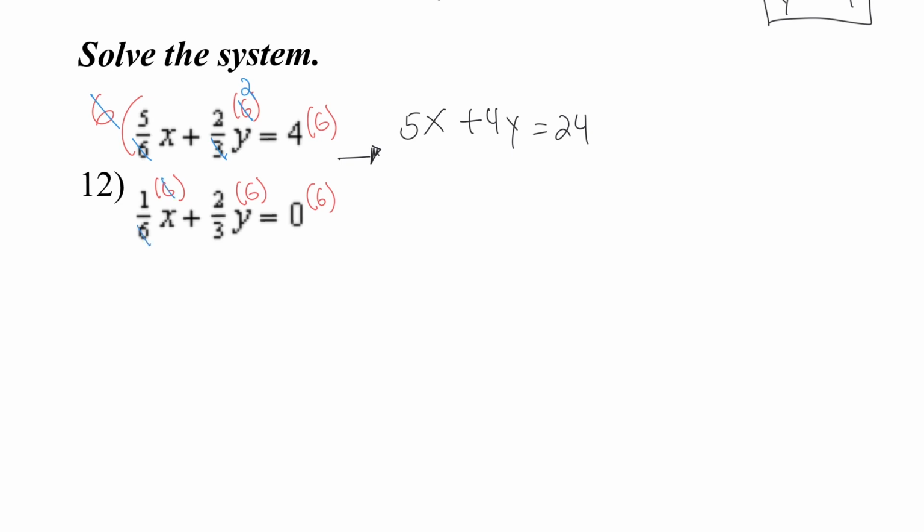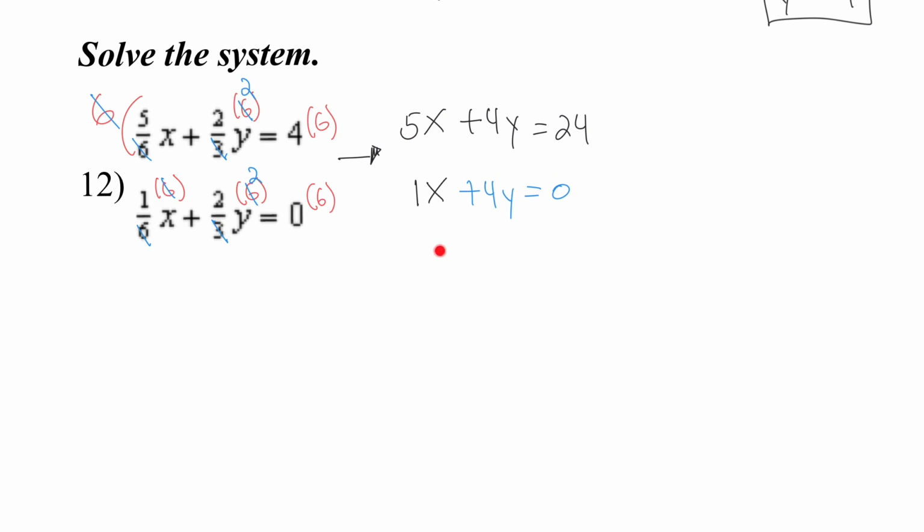So that's 1, so we have a 1x. The next one, 3 goes into 6 2 times. And 2 times 2 is 4y plus 4y. And the other side, you guys multiply 0 times 6. That's 0. So now, look at your variables.